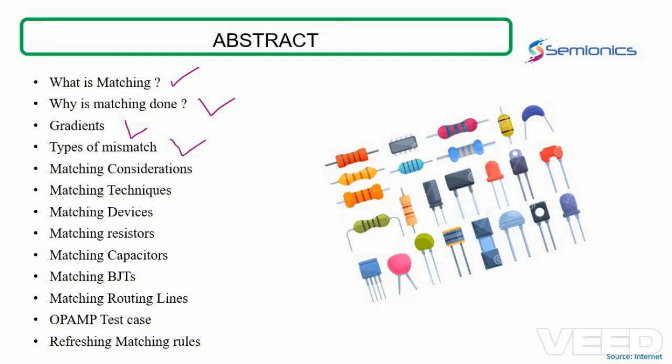And then types of mismatches. Are they generic, or is there something under the control of a layout engineer which you can play with to mitigate these effects? Or are there some layout techniques where, in spite of laying them out, there are certain scenarios which are not under the control of a layout engineer? How do you deal with such scenarios?